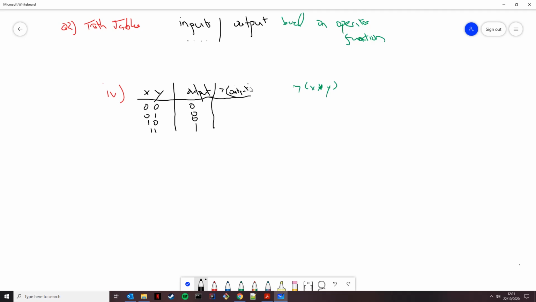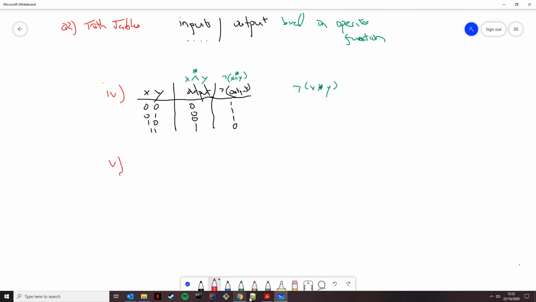So it's going to be 1, 1, 1, 0. So this is the output of X and Y, and this is not of X and Y. So it's the opposite of the complement of X and Y, or X multiplied by Y. Same thing. And that's all that answer is. 1, 1, 1, 0.